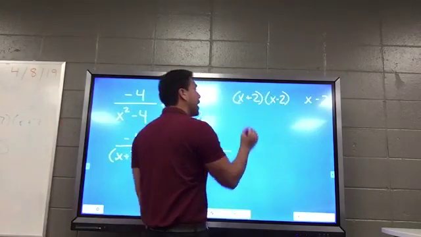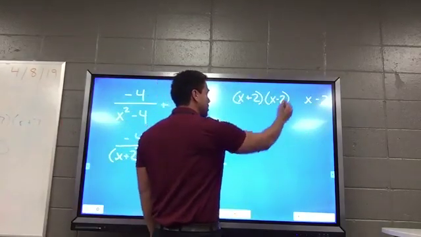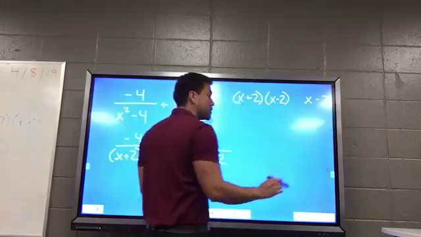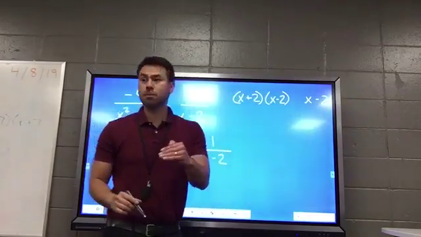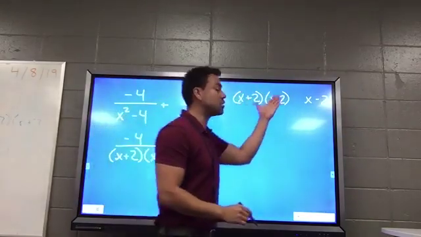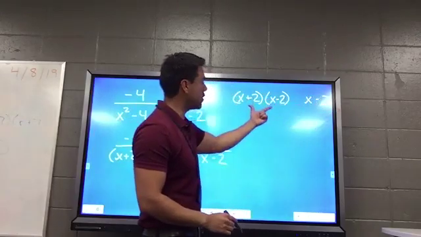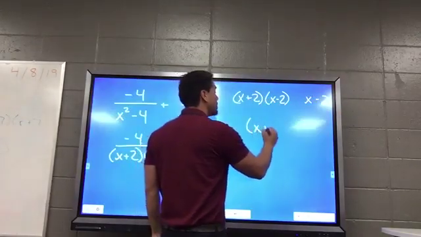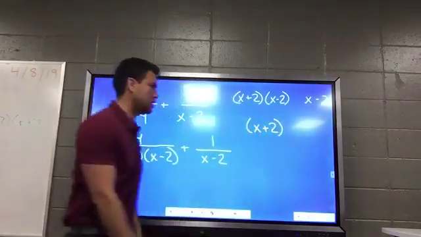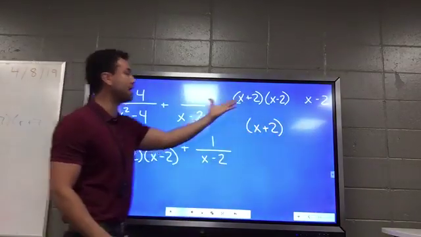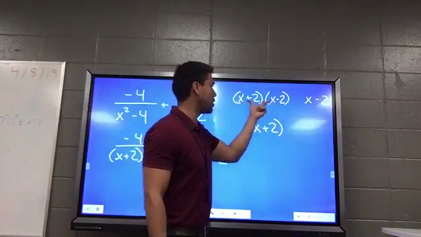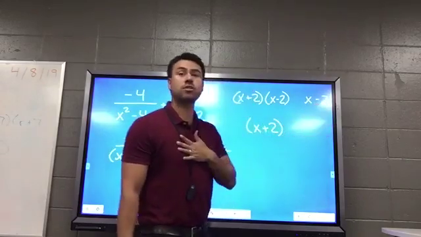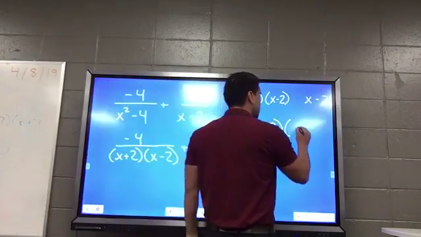How many times do I use x plus 2 in this number? Once. How many times did I use it here? No times. I have to use it the most number of times it's used in either number. So how many times is it used here? X plus 2? Once. So I'm going to use it 1 time. That's the most number of times it's used. How many times is x minus 2 used here? Once. How many here? Once. So how many times should I use it? Once. That's the most number of times it's used.